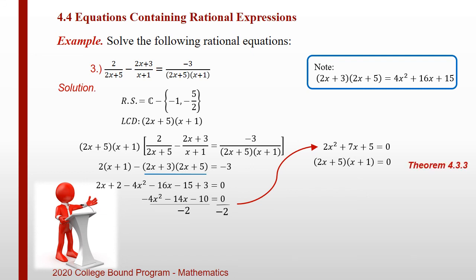Using the zero-factor theorem, we may equate both factors to 0. This gives us x equals negative 5 halves and x equals negative 1. Observe that negative 5 halves is in the restriction. This means that we have to reject this value of x. Similarly, since negative 1 is also in the restriction, we have to reject it. Therefore, because there are no other values of x, the solution set is empty.